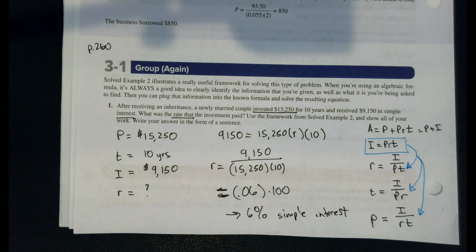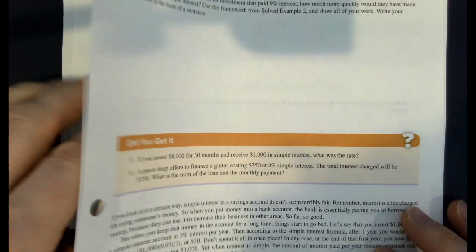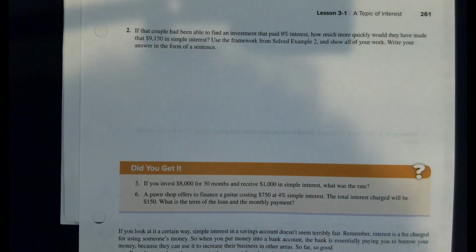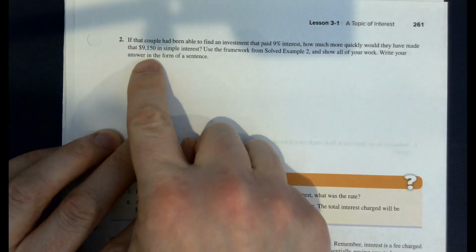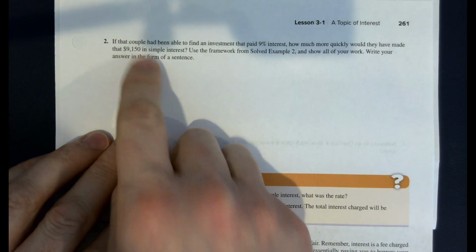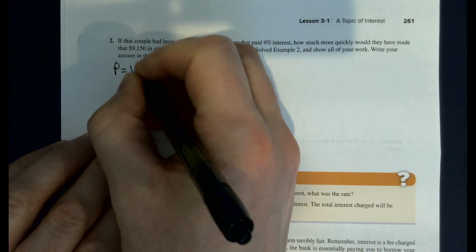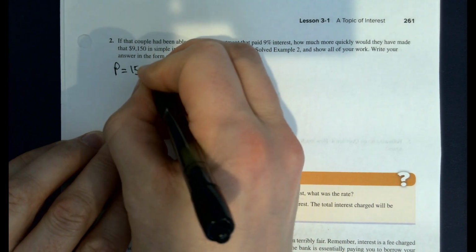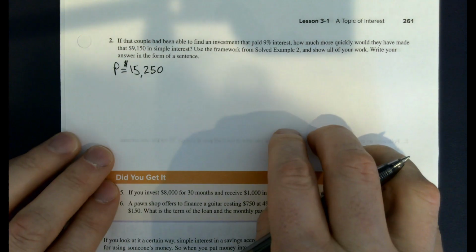All right, question 2 is a similar riff, and we're probably going to be asked to use one of these versions of that simple interest formula. Note here they're saying if the couple had found an investment that paid 9% interest, how much more quickly would they have made that $9,150 in simple interest? Notice we are to assume that they invested the same amount. So we're still investing the $15,250.